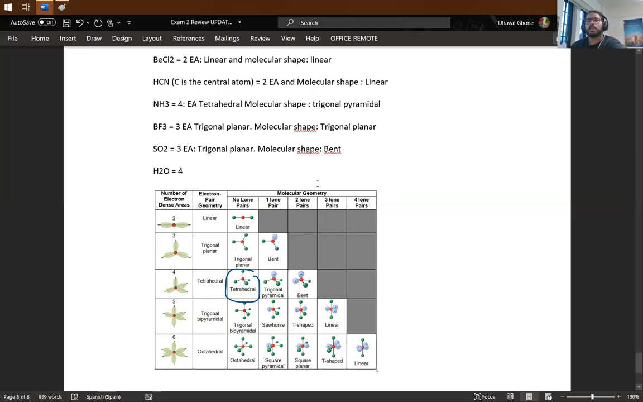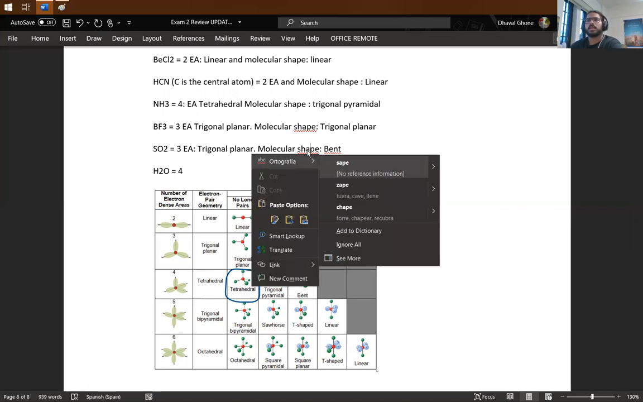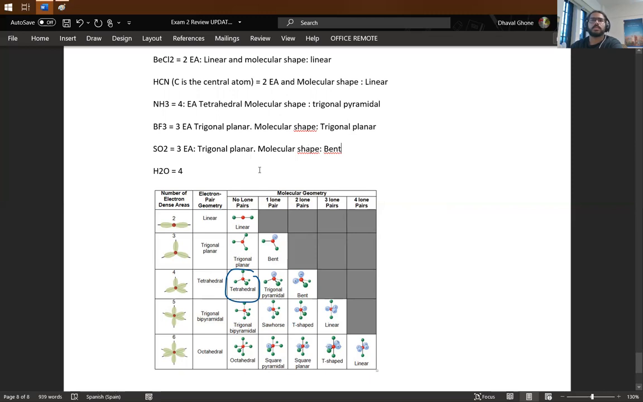Okay, why is this incorrect? Okay, I don't know what's happening with Word.